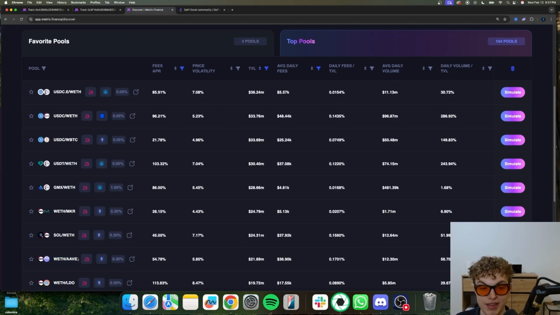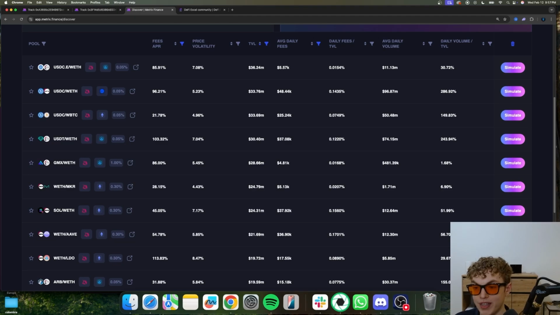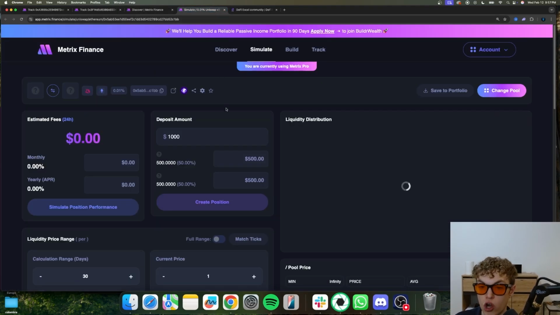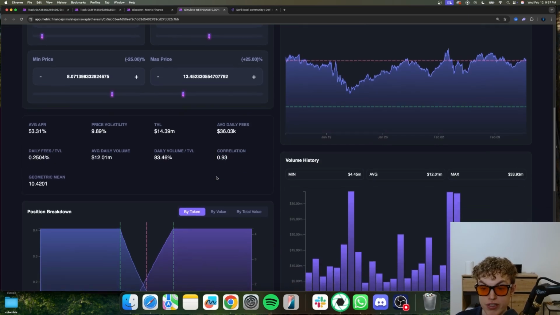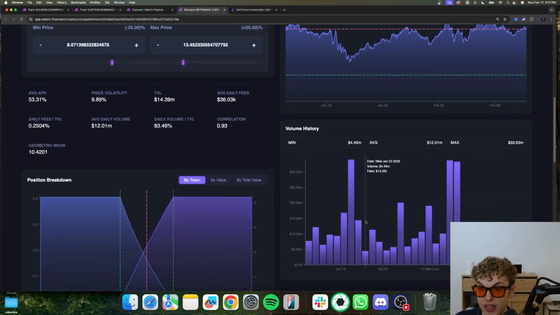I see Wrapped ETH to AAVE. We can go ahead, open that up. We can take a look how correlated the assets are, the volume history, etc. So scrolling down, the correlation, 93%, pretty correlated. Here the fees, it's not the most consistent. We're having days with 100K fees and then days with lower fees. But the good news is there's not really any days that are showing under 10K a day in fees.